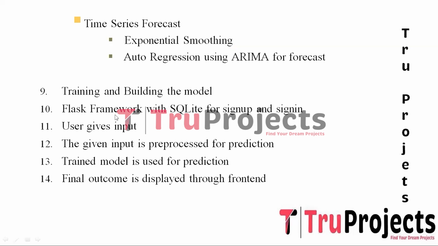The next step is Flask framework with SQLite for sign-up and sign-in. In this step, we implement a web framework using Flask and integrate an SQLite database for user registration and authentication. Users can sign up by providing their information and subsequently they can securely log in using their credentials. This enhances system security and allows for personalized user experiences. Later, users provide input which is then pre-processed to prepare it for prediction. The trained models are utilized to make predictions on the pre-processed user input and the predictions are displayed through a front-end interface.